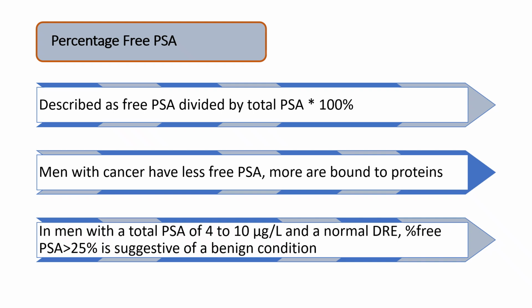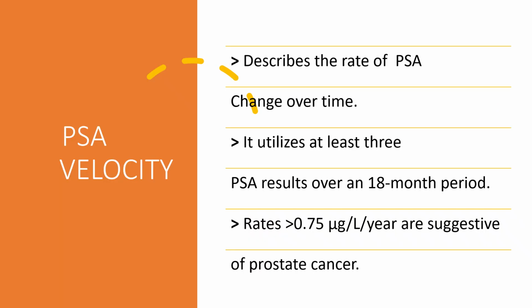So, in men with total PSA of between 4 and 10 microgram per liter and a normal digital rectal examination, percentage free PSA can be calculated, and if the value is more than 25%, it is most likely that the patient has a benign condition. However, if the percentage free PSA over the total PSA is less than 25%, it is highly suggestive of a malignant condition.